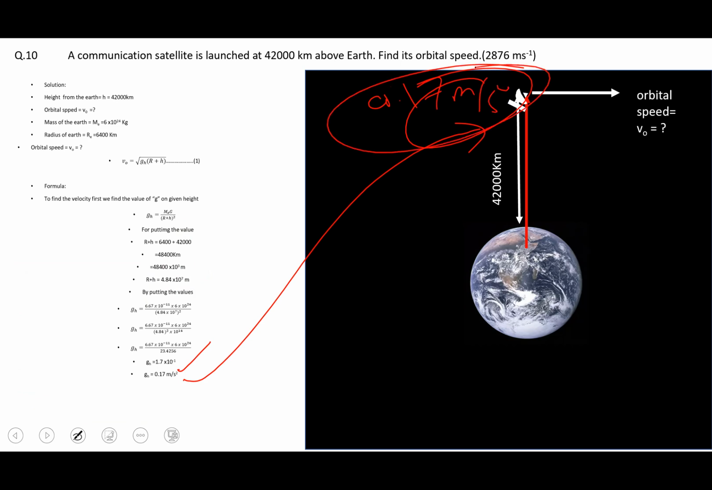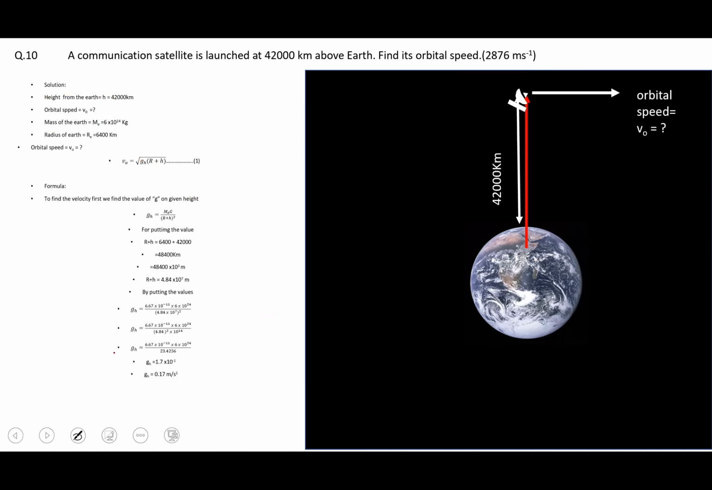But this is not the end. We have to find the orbital velocity for this. We only found out the value of G. Now we are putting the value of G in this equation. Now let us put the value of G in equation number 1. Putting values in equation number 1, what do we get? The value of G is 0.1, and the R plus H will be equal to 4.84 into 10 to the power 7. So this is not 10 to the 7, this is 10 to the power 7. So when we put in the values, the value of orbital velocity will be equal to 2876 meter per second, and that is our required answer as well.